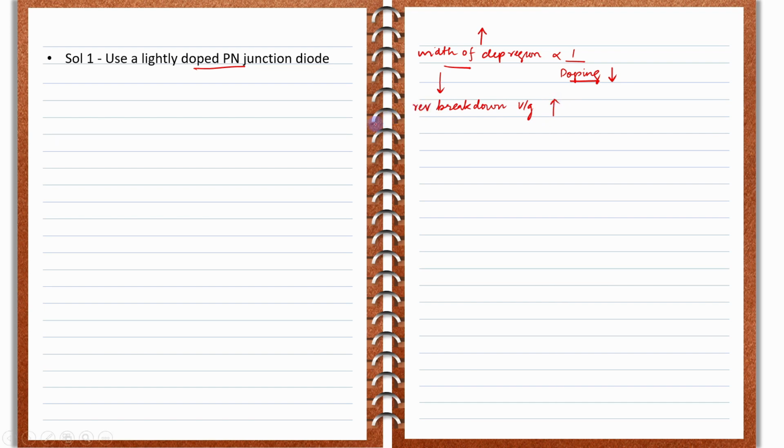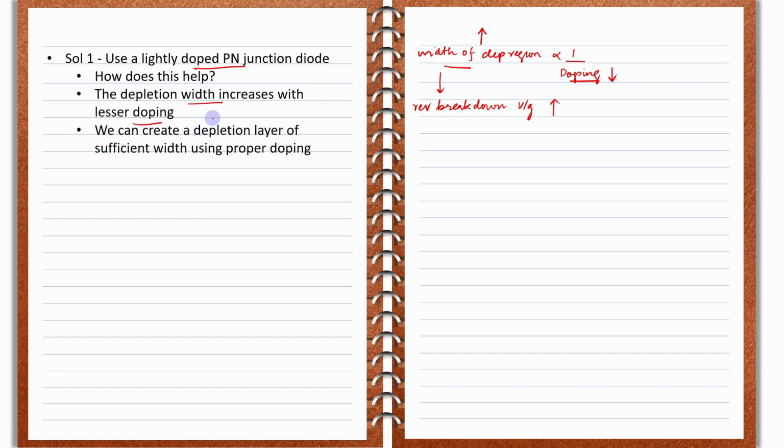So the problem is solved. These are the points that I already explained. The depletion width increases with less doping. So we can create a sufficient depletion layer using proper doping. If you properly design the values of the doping, you can create a depletion layer of sufficient width which can provide enough reverse blocking capability. But there is an important limitation here.